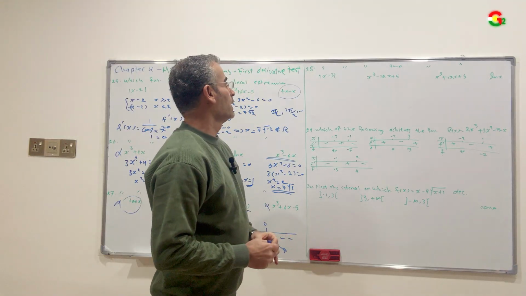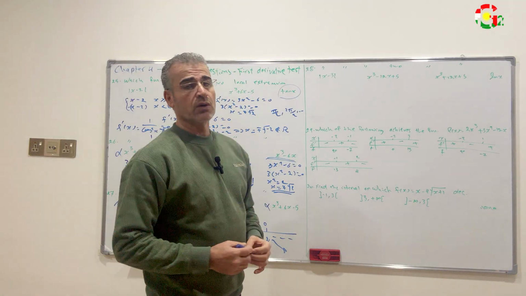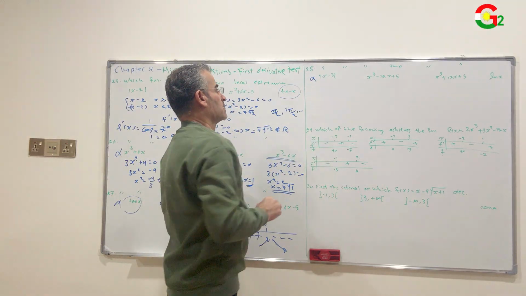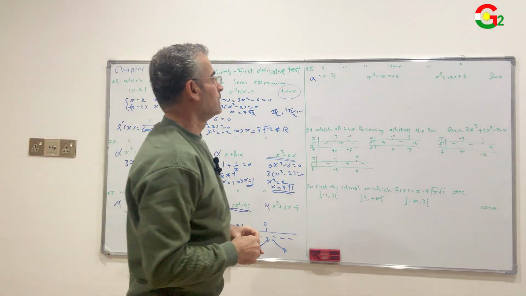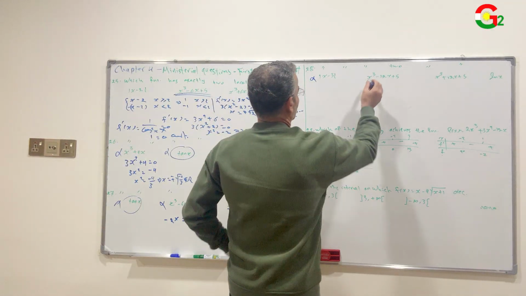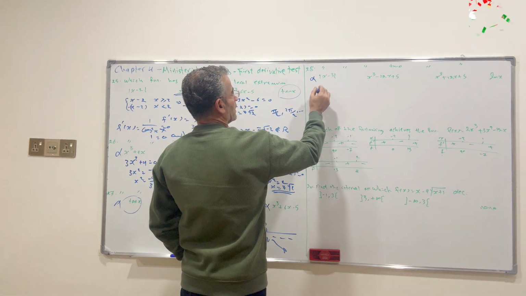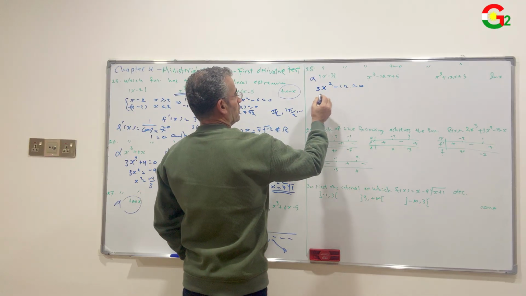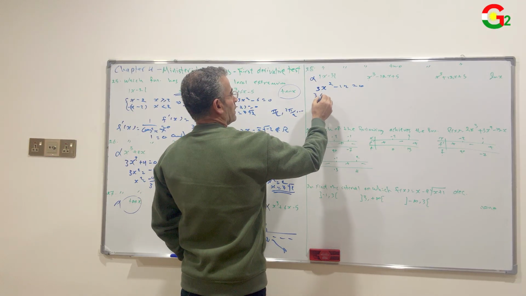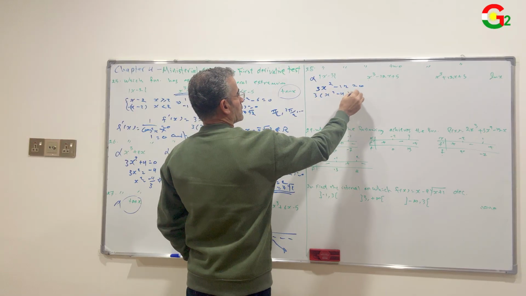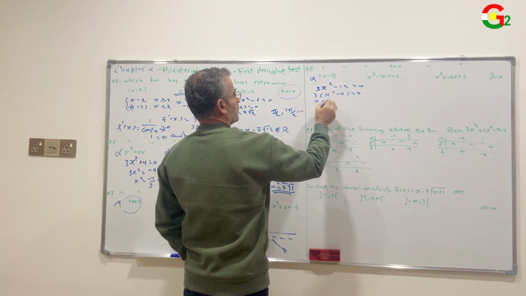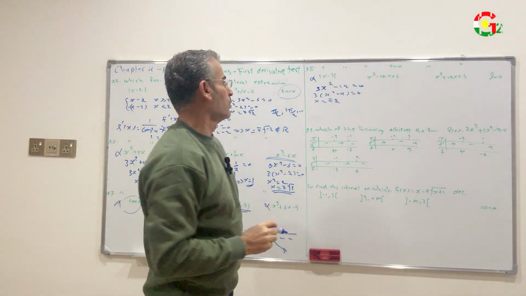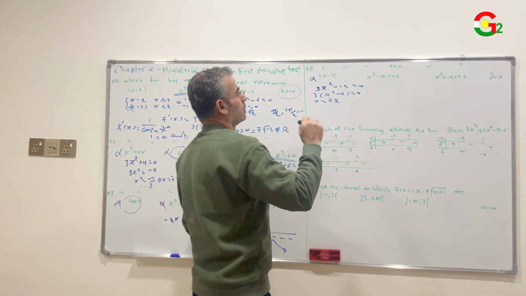Question number 28. Which function has exactly two local extrema? This function has one local extremum at x equals 3. Let us check the second function. The derivative is 3x² minus 12. Set it equal to 0. Factorize by 3: x² minus 4 equals 0. x equals plus or minus 2 are critical points. Therefore, it has two local extrema.